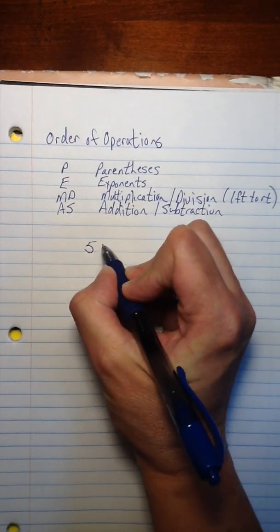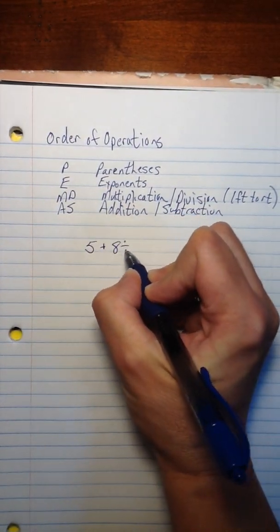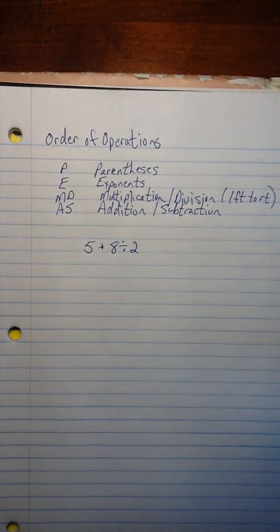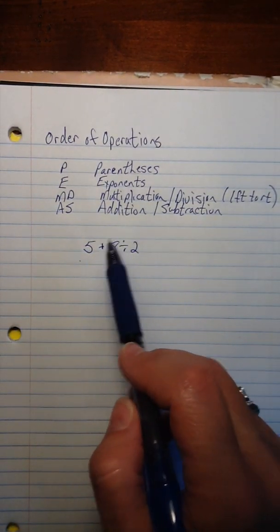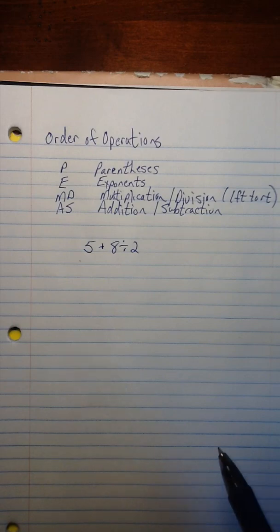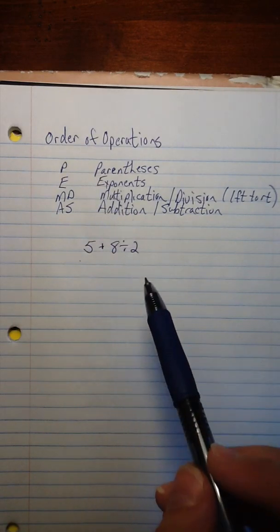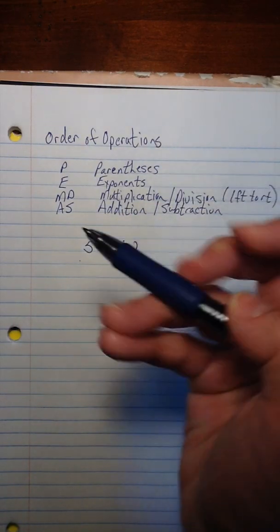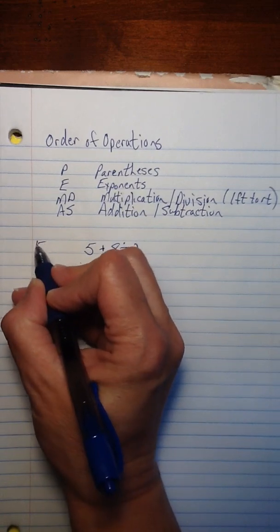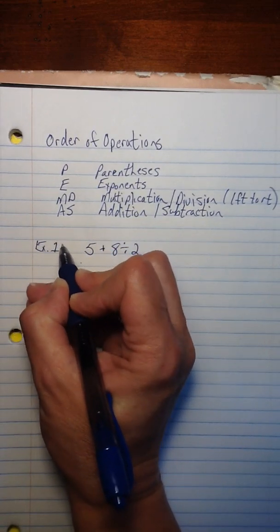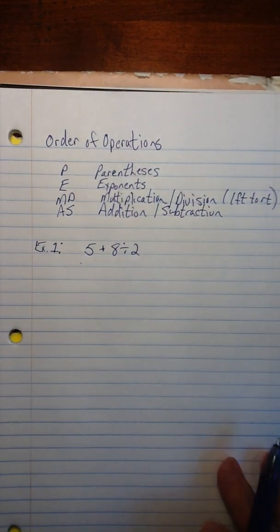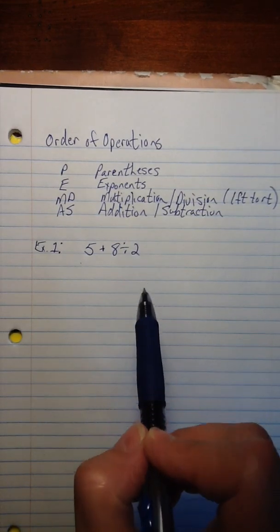Here's a super easy one. 5 plus 8 divided by 2. Now your first instinct is to start at the left and add and divide. Problem is, that doesn't follow the order of operations. I don't have parentheses, so I don't have to do anything with that. I don't have exponents, so I don't have to do anything with that. There's no multiplication. Oh wait, there is division.